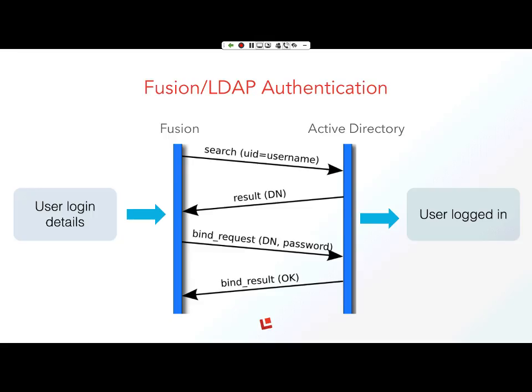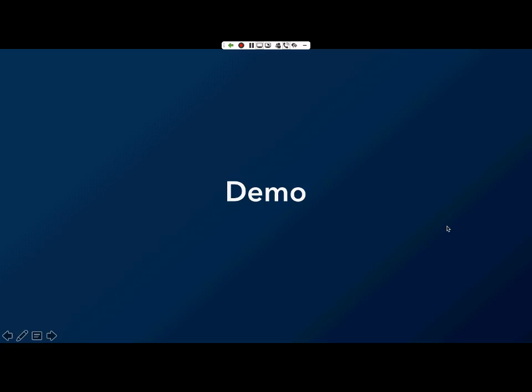Here is a quick overview of the steps involved. Once your realm is configured, users will be able to use their login details, which will be their Active Directory username and password. That will be passed into Fusion, which will do a call to Active Directory and bind the request with the password and authenticate, and Active Directory will give a positive or negative response to the credentials provided. I'm going to go ahead and start the demo.